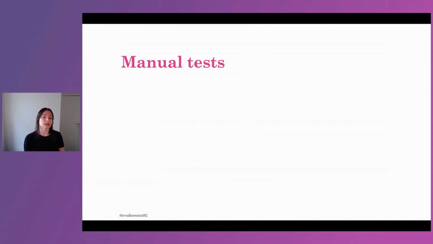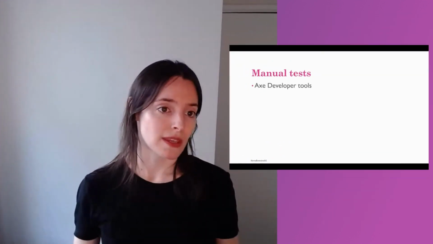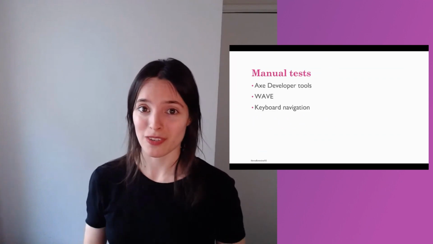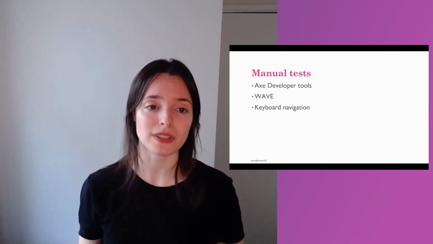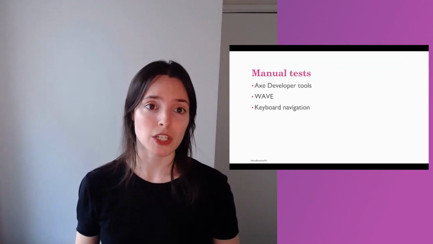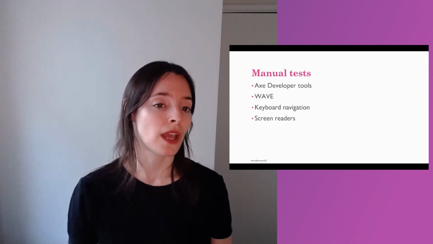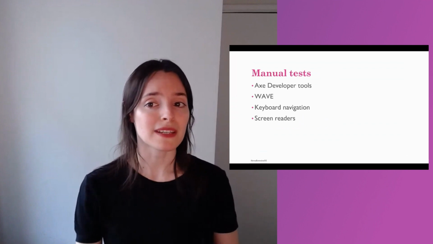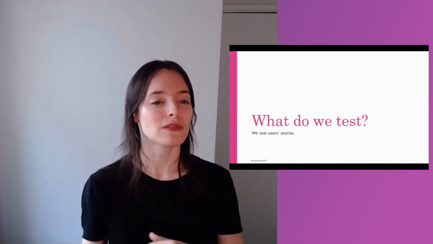Manual tests are usually the answer. They take more time, but they are more reliable. If you want to do manual tests, you can use things like Axe DevTools, WAVE, keyboard navigation, which again is one of the most important things that you need to try and make sure that they work right. And then screen readers. So those are the things that we test, but how do we actually do it?